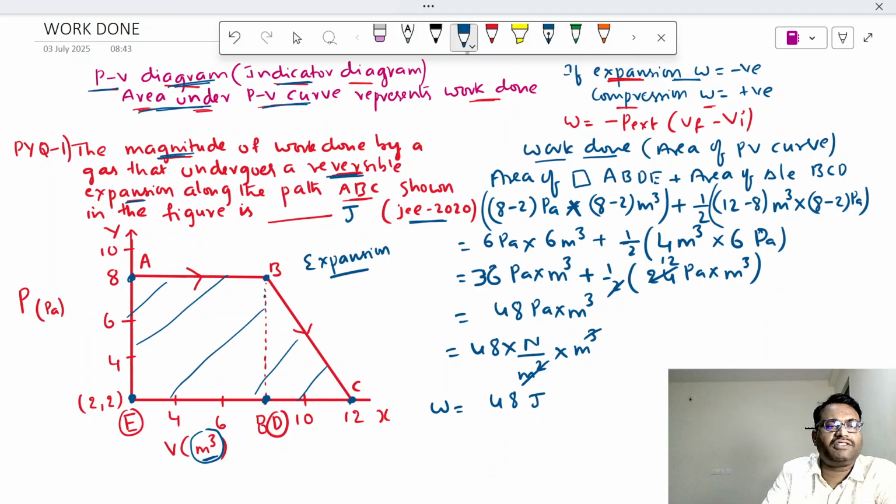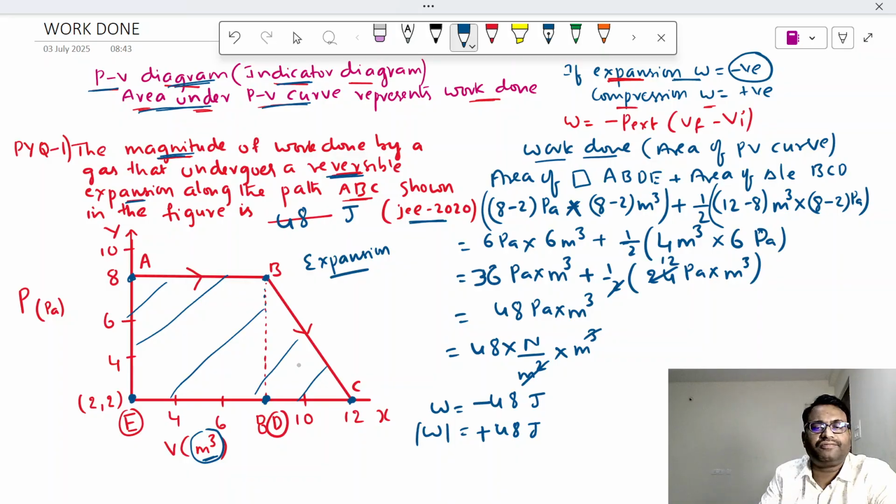Actually, A to B is expansion, B to C is also expansion. So expansion work, as we have already studied, is negative. So actually the work done by the gas is equal to minus 48 joule. But the question asks only for the magnitude. So the magnitude is plus 48 joule. So the answer will be 48 joule. Understood? Right?